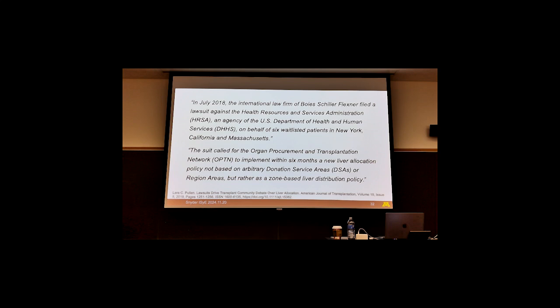The firm Boies Schiller Flexner filed a lawsuit against the government on behalf of 6 patients in New York, California, and Massachusetts. And it called for the OPTN, the Organ Procurement and Transplantation Network, within 6 months to issue a new liver allocation policy that doesn't include these arbitrary boundaries. So it takes lawsuits for this to finally start to change.